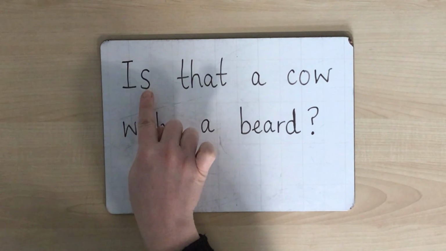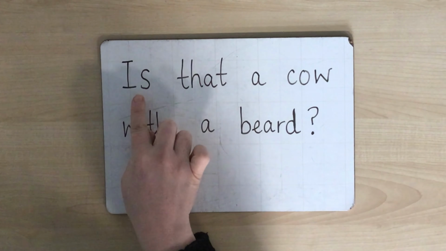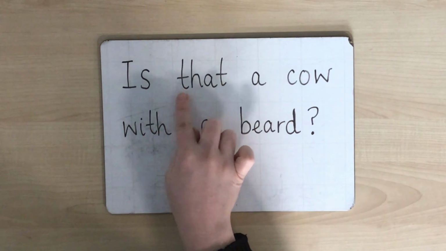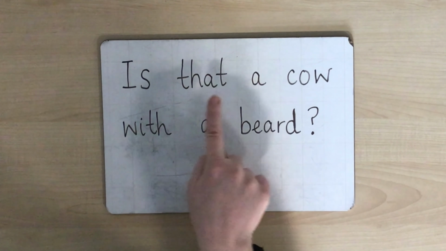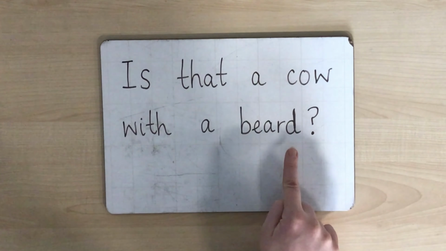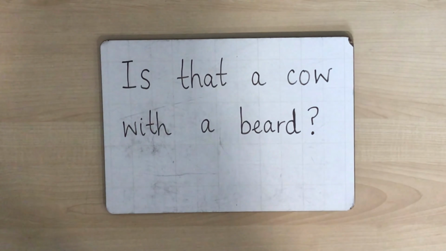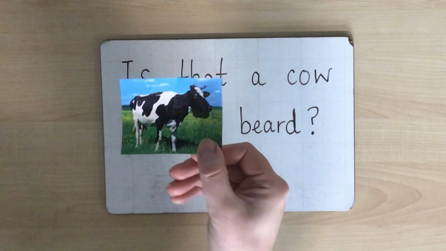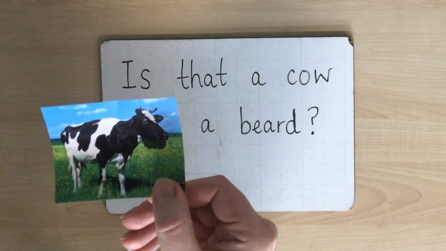Is is a tricky word because this is making a z sound. Is, that, is that, a, cow. Is that a cow? With a beard. Beard. Hang on. Is that a cow with a beard? A cow with a beard? Is that a cow with a beard? Who did that?